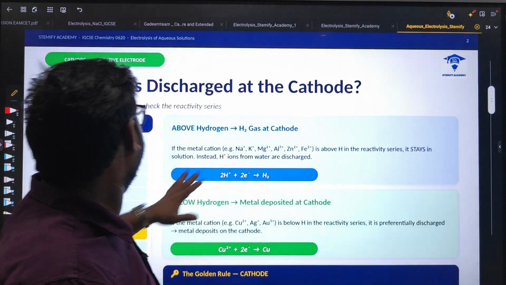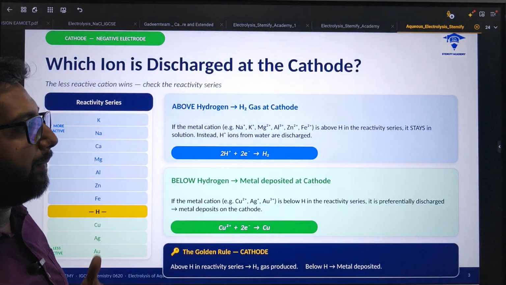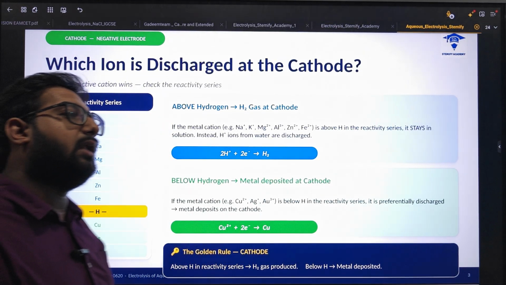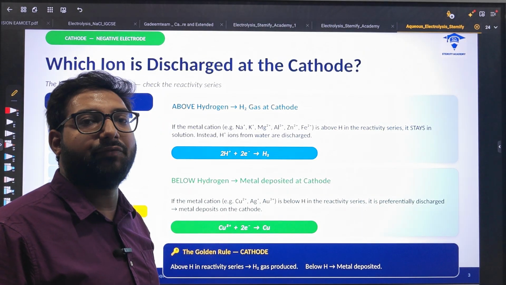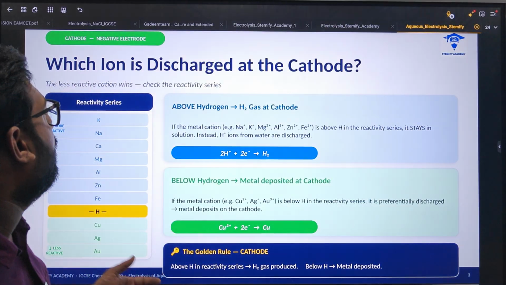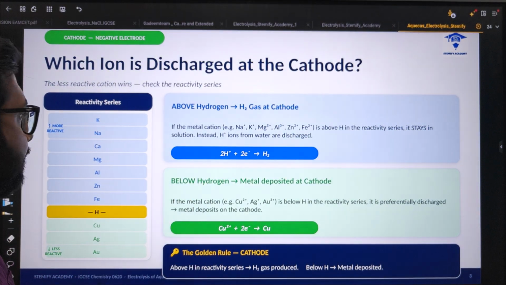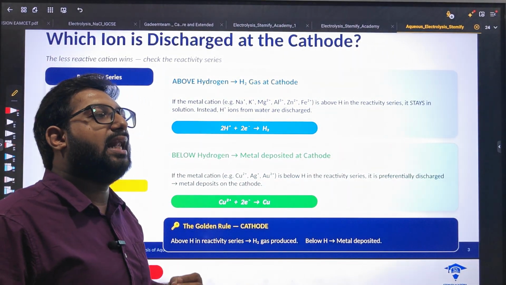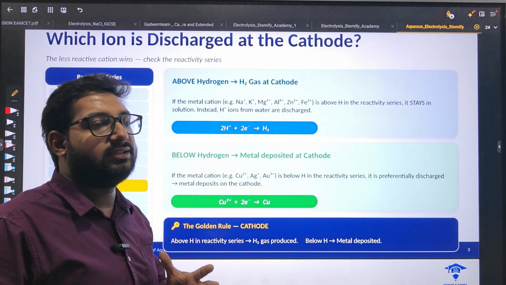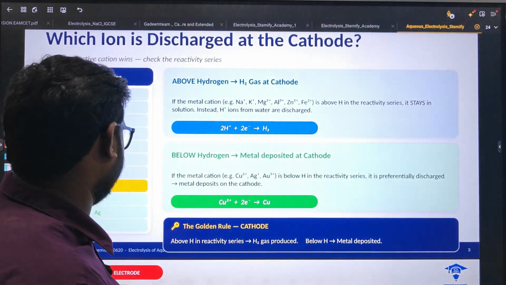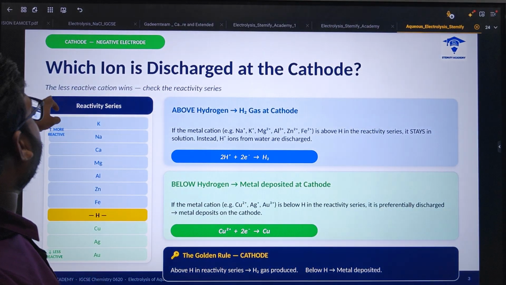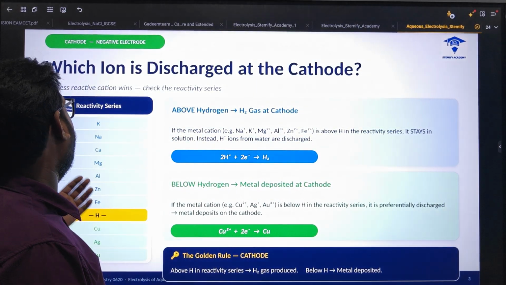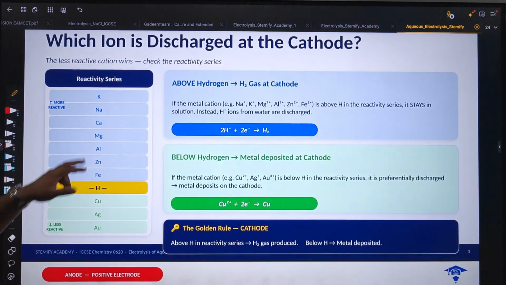So let us see which ion gets discharged at the cathode. If you have any aqueous solution for electrolysis, let us see which ion gets discharged at the cathode. Do remember that the least reactive gets discharged at the cathode. So the least reactive cation wins. That means the least reactive cation gets discharged at the cathode. So this is our reactivity series.